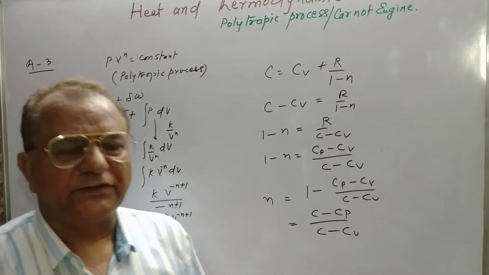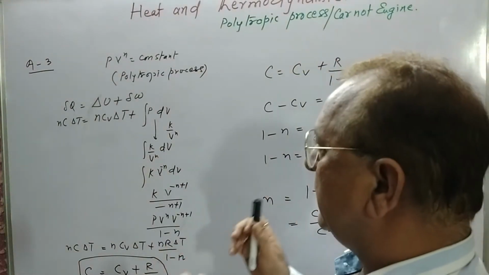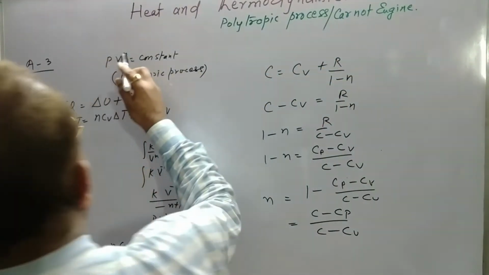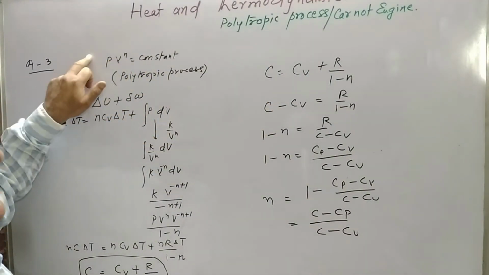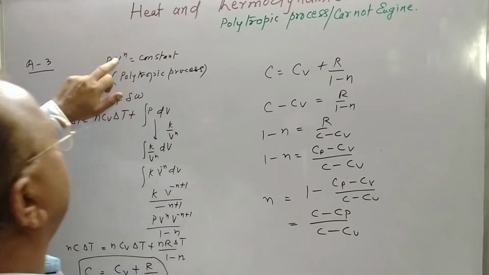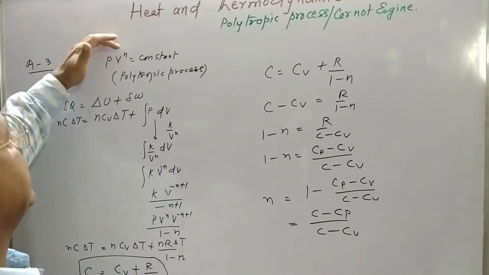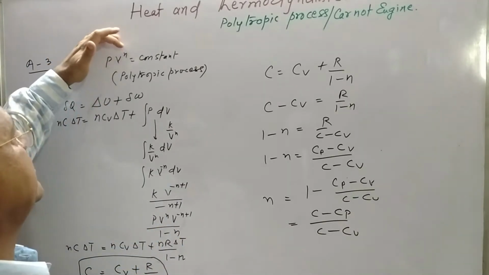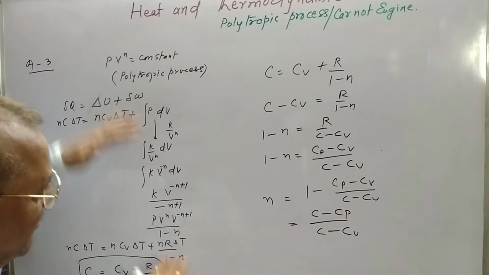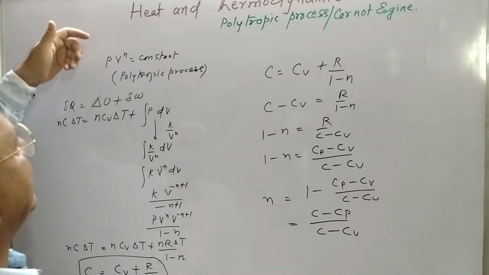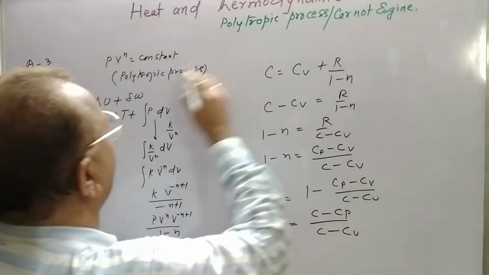Let us now discuss answer number 3. This is a very important concept, because in every exam, by varying this n, they might ask you different questions. When n = 1, that becomes an isothermal process. When n = gamma, that becomes an adiabatic process. If n = 0, that becomes an isobaric process. The value of n can be anything. PV^n = constant. This is known as a polytropic process.